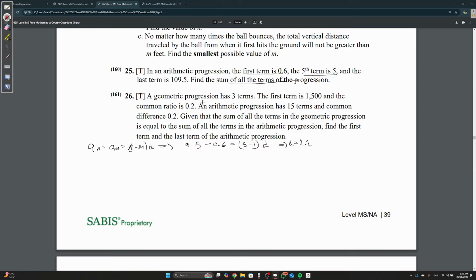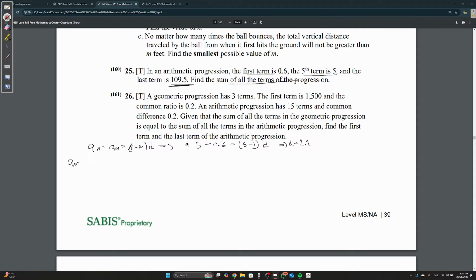What do they want? They want the sum of all the terms. What's the sum of all the terms? It's equal to n over 2, and you can use a1 plus an, or 2a1 plus n minus 1 d, right? But for both these cases, I need to know what my n value is, right? So how do I find the n value? The last term is 109.5. How do I know what n value it is?